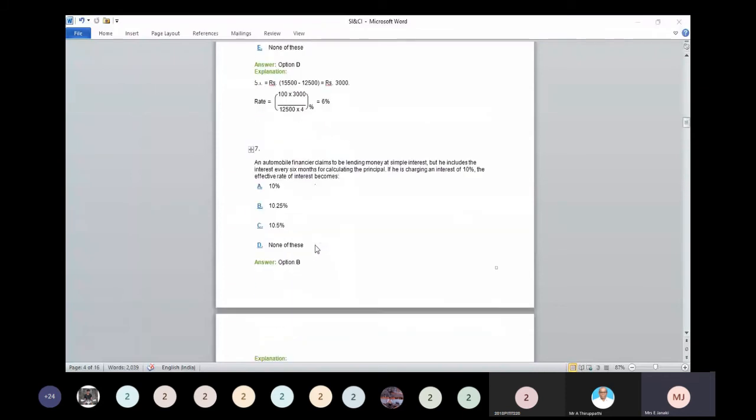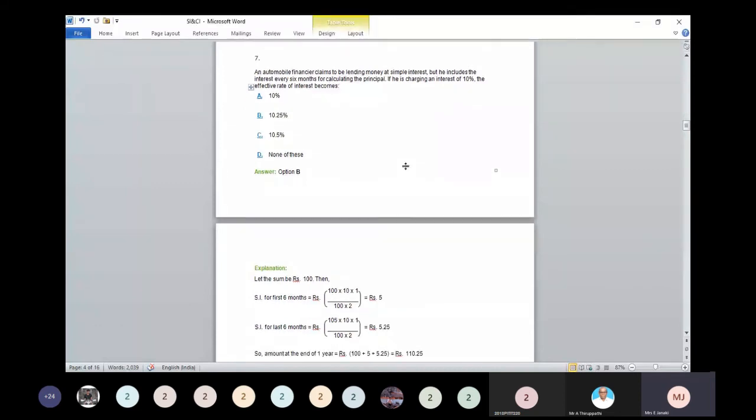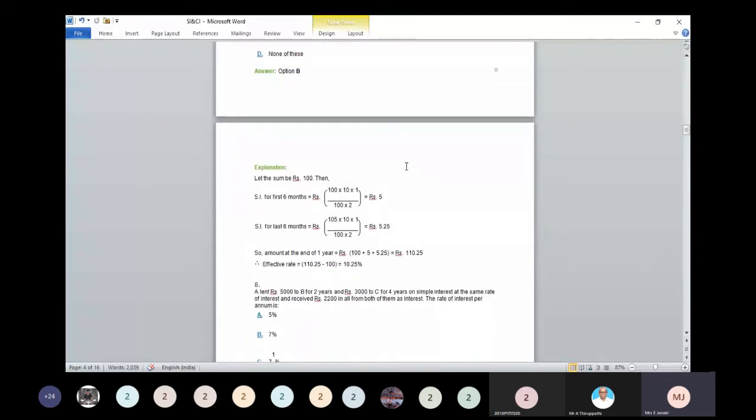And the next, see the next problem. An automobile financier claims to be lending money at a simple interest, but he includes the interest every 6 months for calculating the principal. If he is charging an interest of 10%, what does the effective rate of interest become? So in this problem, you have to calculate the effective rate.